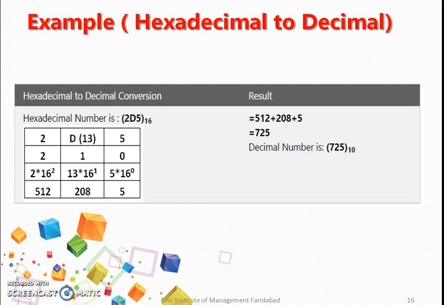Next we have hexadecimal to decimal. So 2D5 we'll write like this, 2D5, and 0, 1, 2 will always move from right to left. So 16 to the power 0 into 5 plus 16 to the power 1 into 13. Make sure you use this 13 as a single digit here. Please do not split 1 and 3. It is used as 13, not 1 and 3. Next is 16 to the power 2 into 2. This is how you get it, and then you'll add it, that is 725.